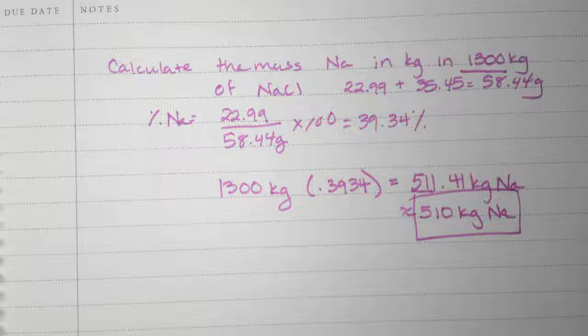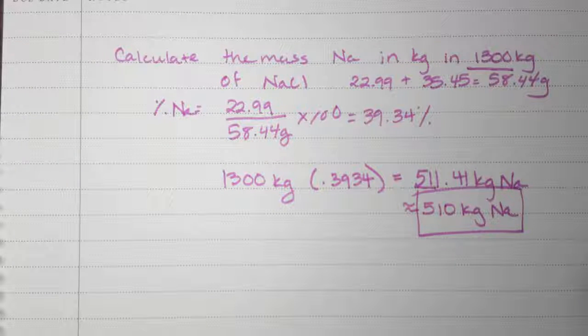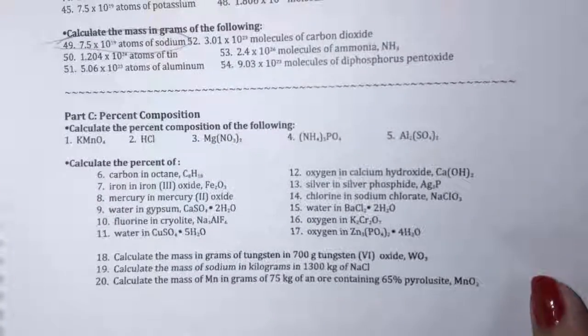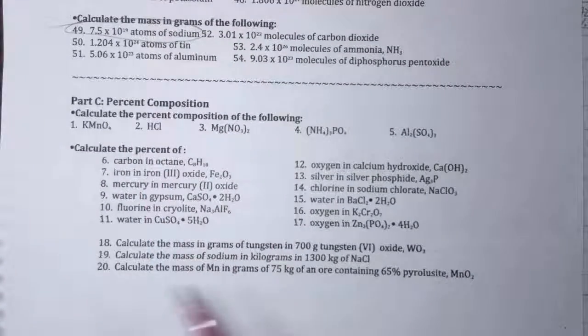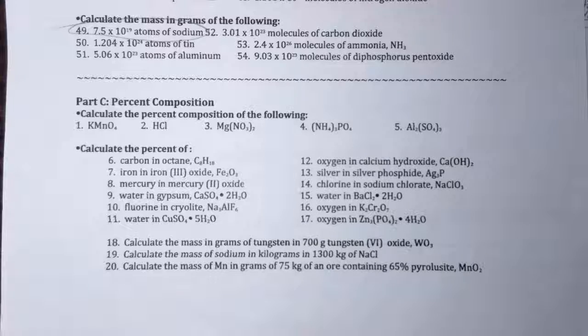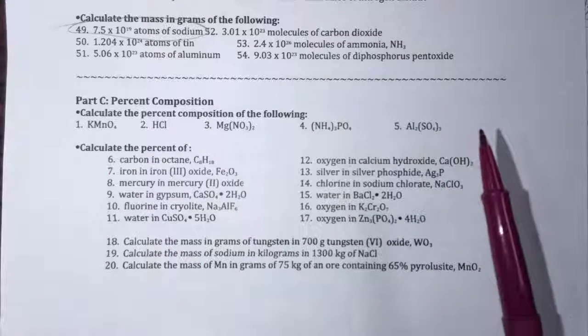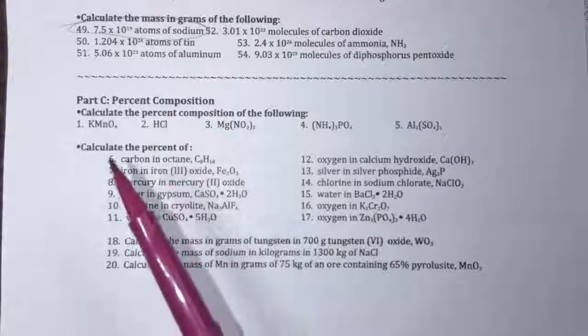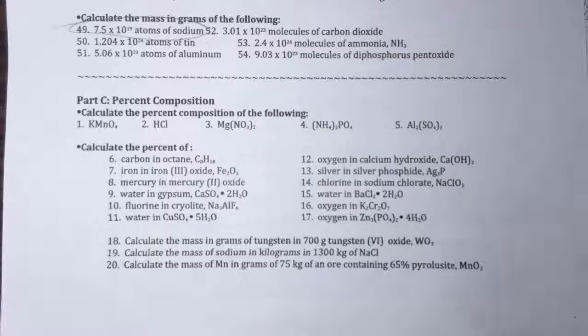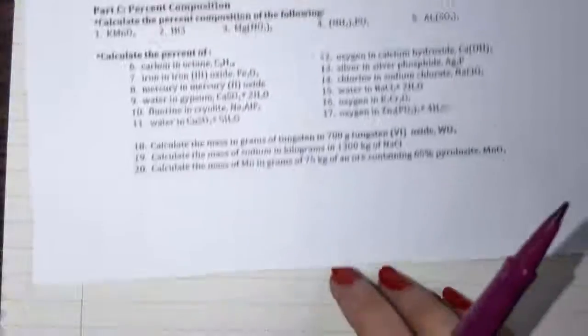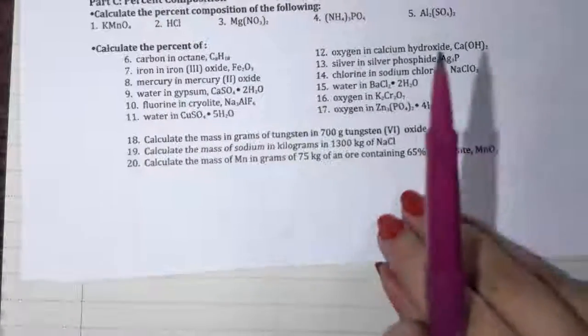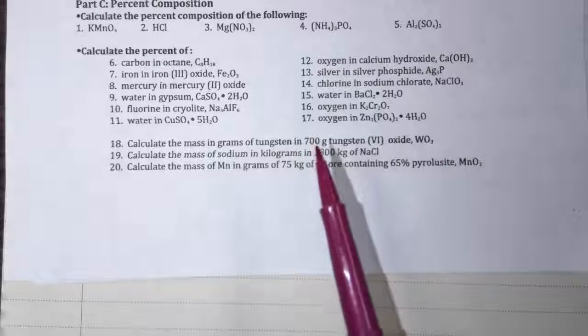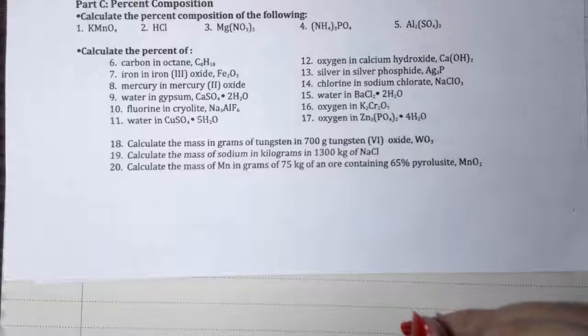Okay, so percent composition, very easy, just very detailed. Small mistakes usually is what causes students to get this wrong. My suggestion is to practice problems like this. So this whole part C right here has several different examples. 1 through 5, you are finding percent composition of each individual element within these compounds. In 6 through 17, you're looking at individual elements or water. And then 18, 19, and 20 is more like these difficult problems that I just gave you, word problems, where you're given a specific sample and you want to know how much of one element is in that sample. Okay?